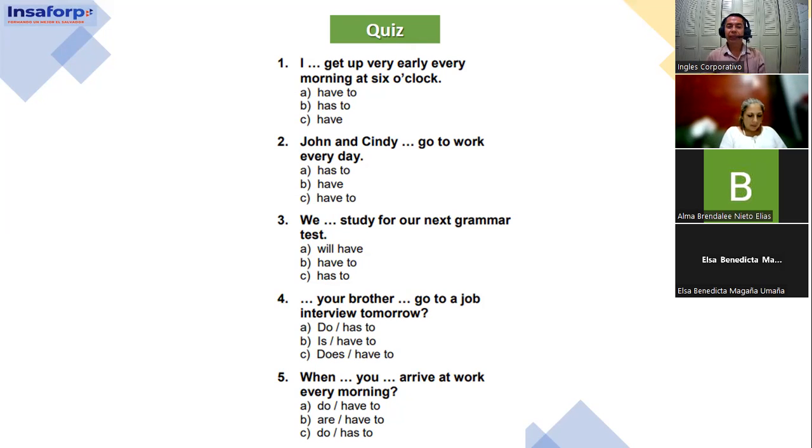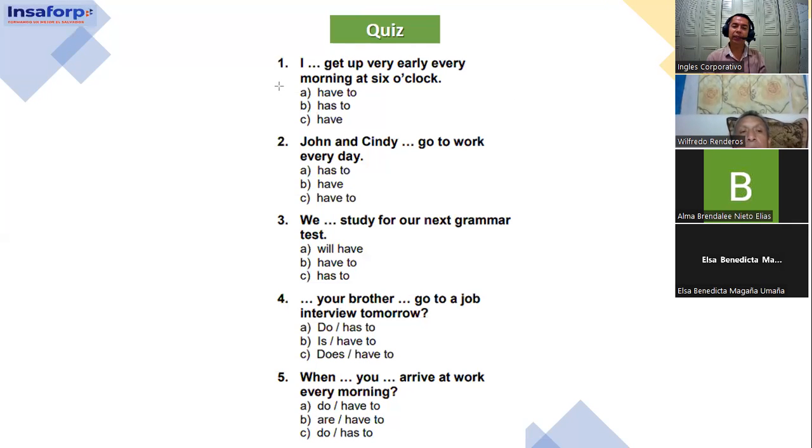Number one, I get up very early every morning at 6 o'clock. I have to get up, I has to get up, or I have get up. Wilfredo. I have to get up very early. Letter? Every morning at 6 o'clock. Letter? A, B, or C? For me, I have to. I know, but A, B, or C? A. A, correct.